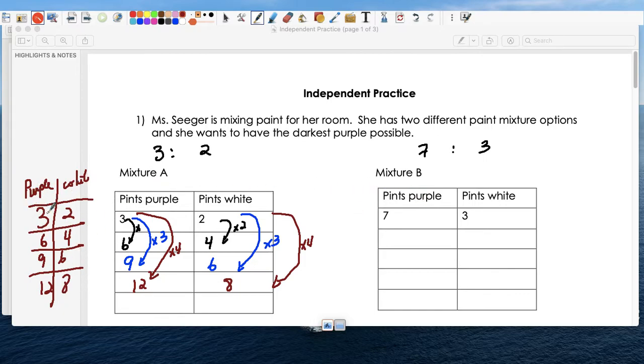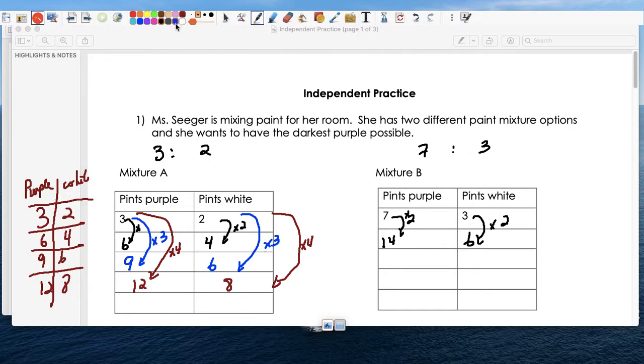Do I have anything that's the same? 3, 2, 6, 4, 9, 6, 12, 8. Anything here that's the same? No. So again, I will come over here. I'm going to create a table. So let's go times 2. 3 times 2 is 6, and over here, now I go times 2, that's going to give me 14.